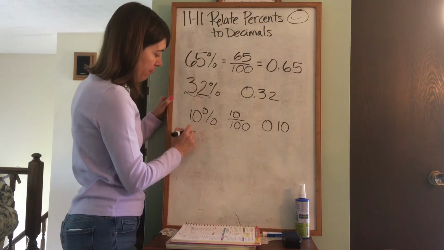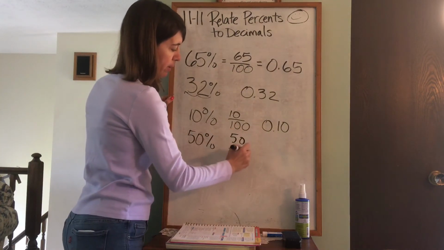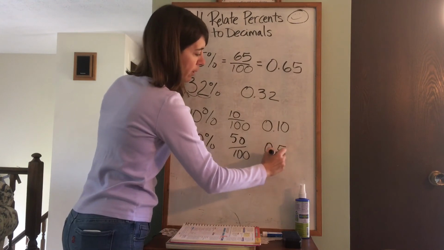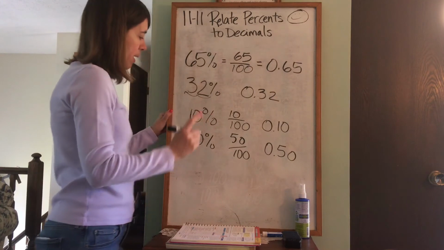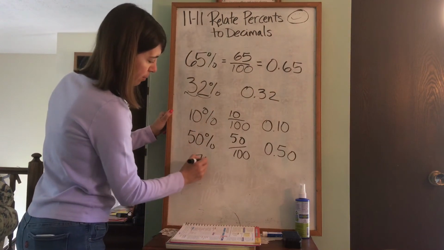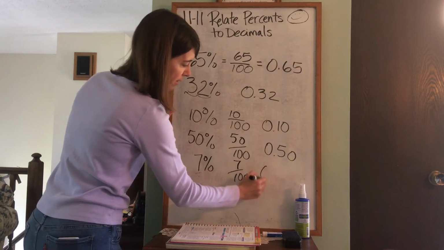The next one, 50%. Again, that's 50 over 100, or 0.50. Now, looking at a single digit number, if we have, for instance, 7%, then you would make that 7 over 100, and 0.07 would be your decimal.